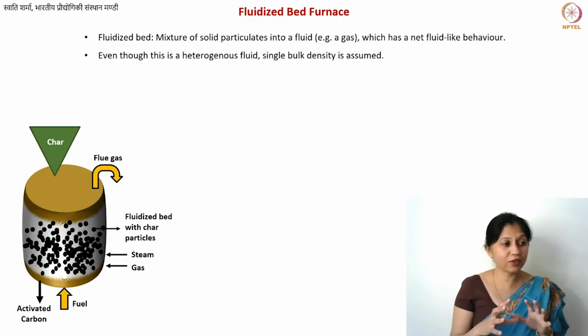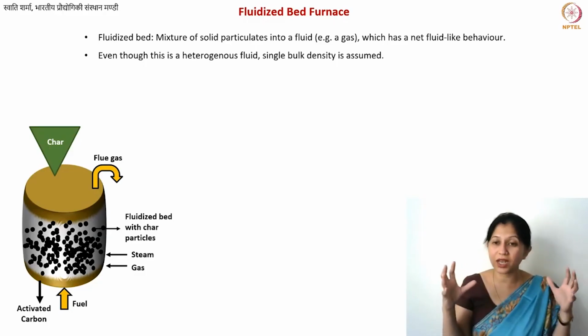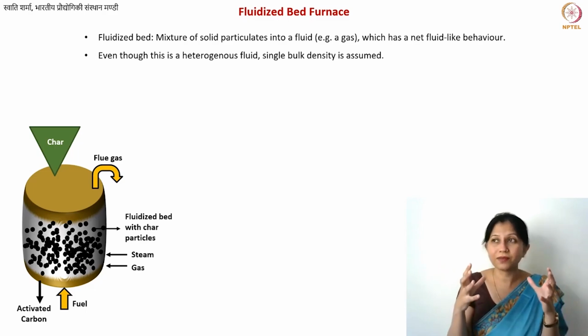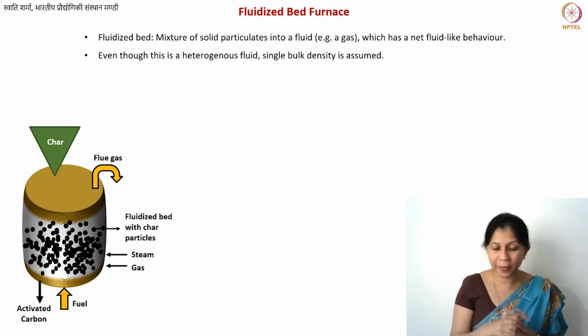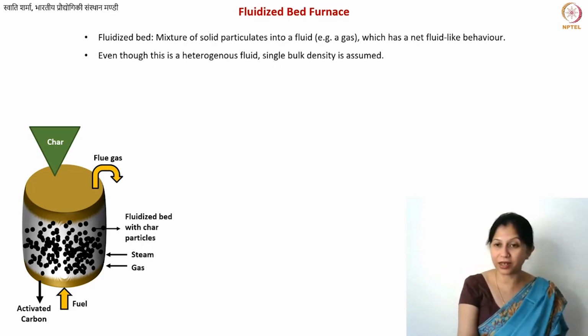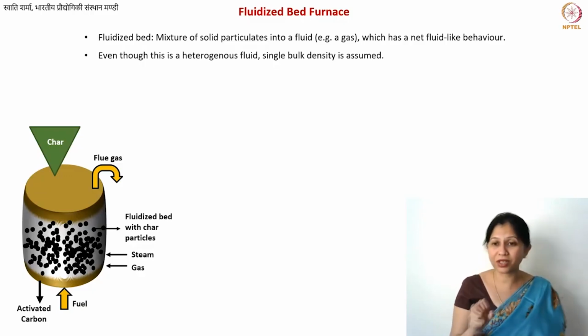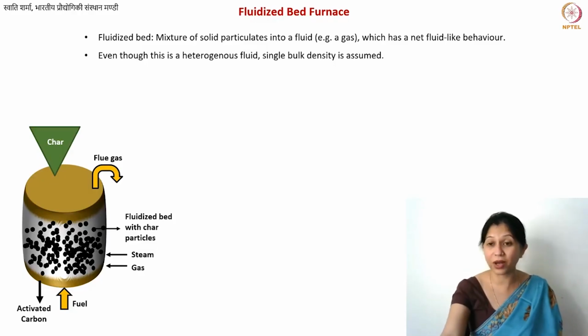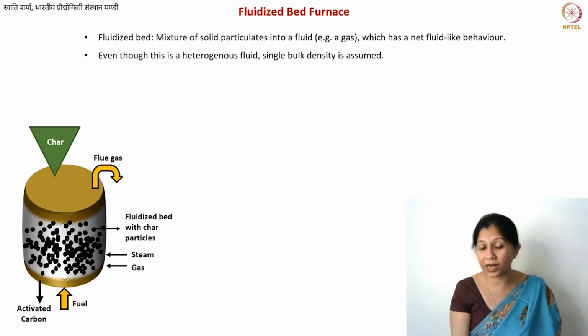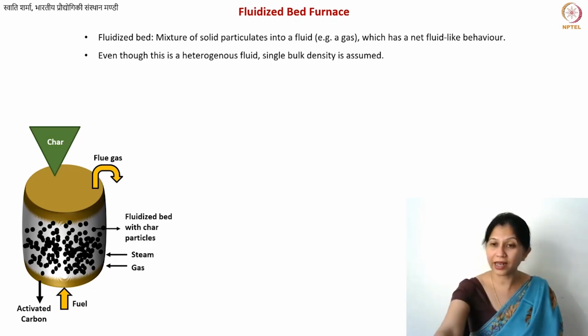However, when we think of this heterogeneous fluid, we do consider one single bulk density. So we don't say that the density of the particle is this and the density of the fluid is this. We just think of this entire mixture as one single fluid, and then we consider the bulk density for it. And that is what you would use if you want to model it, or if you want to calculate any properties, any parameters, or simulate anything.